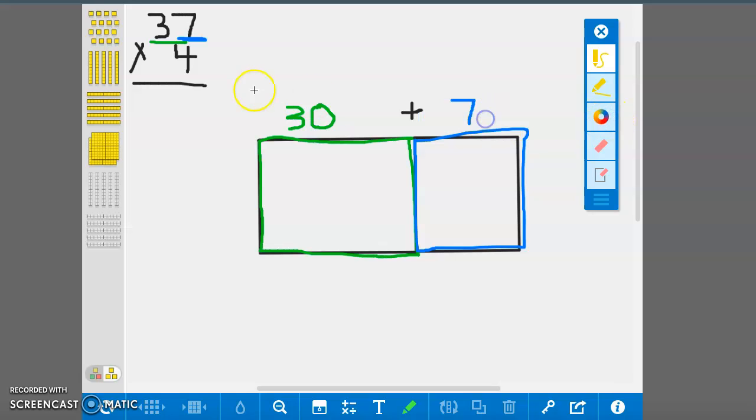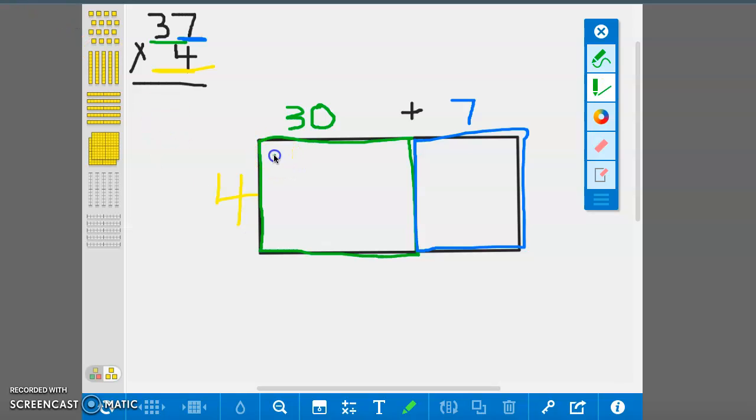So next, we're going to have the 4. Since the 4 is the 4 balloons, we're multiplying all of the 37 clowns by 4, because there's 37 clowns, and each clown is holding 4 balloons.